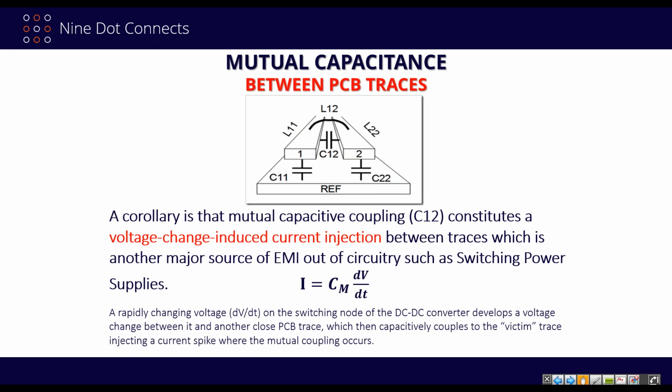And if there's a dV/dt on the wire, that one wire is changing in voltage, that will inject charge through the capacitor into the second wire, and that second wire then has this dI/dt, a changing current going through it, because I equals the mutual capacitance times dV/dt. Okay. Again, tracers close. How do you decrease this mutual coupling?